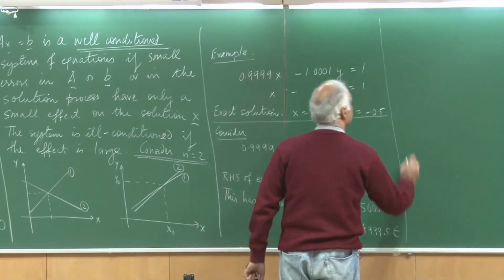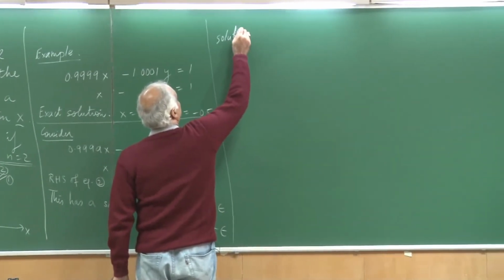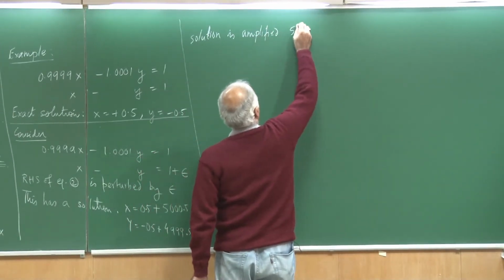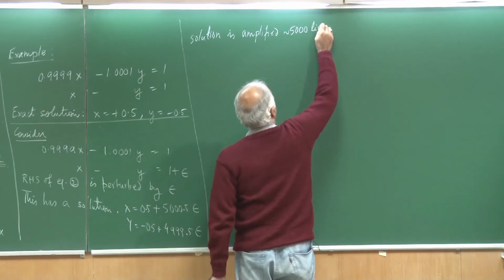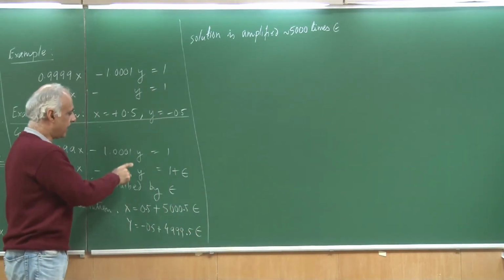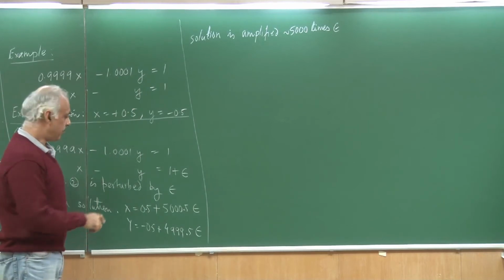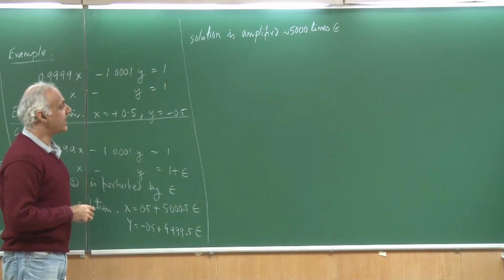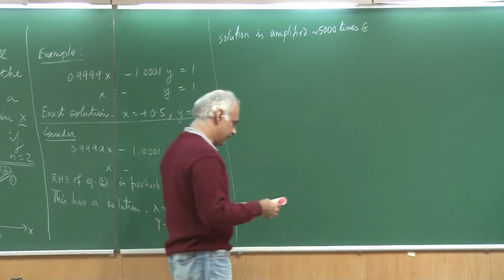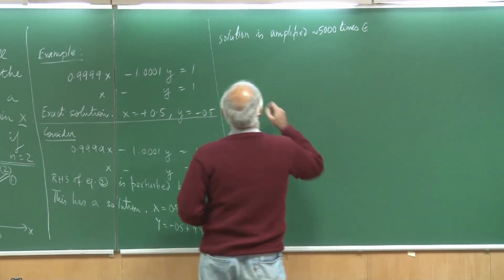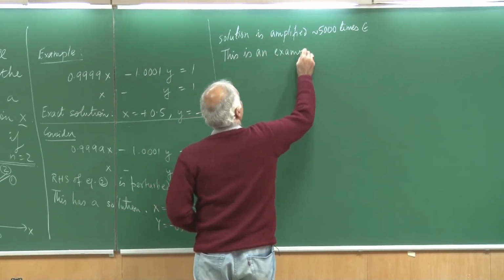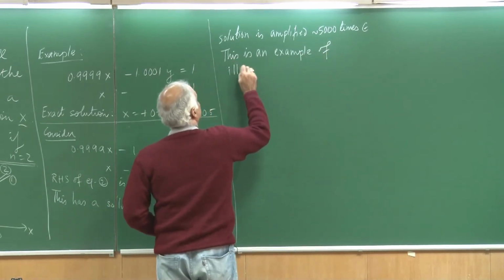So let me write that down. That solution is amplified nearly 5000 times epsilon. So any error that I incur in my variables here, because of the nature of the system, I get a very large amplification in the error. Okay, that's no good. That's something to be wary of. So this is an example of ill-conditioned system.